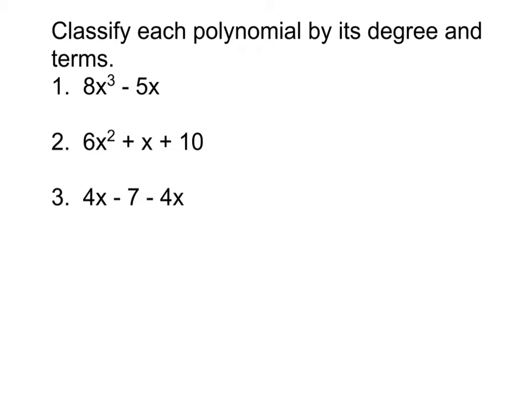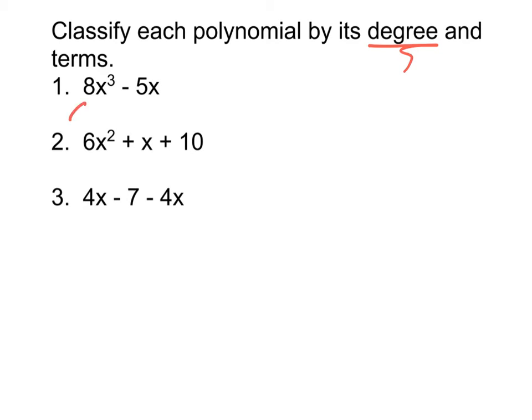All right, so for the first one, we need to first categorize it by its degree. Degree always comes first. So remember, degree is the highest exponent. What number is the highest exponent in number 1 here? Yep, that would be the 3. And so we say it's a degree 3 polynomial. Now we do have a name for a degree 3 polynomial. What do we call a degree 3 polynomial?